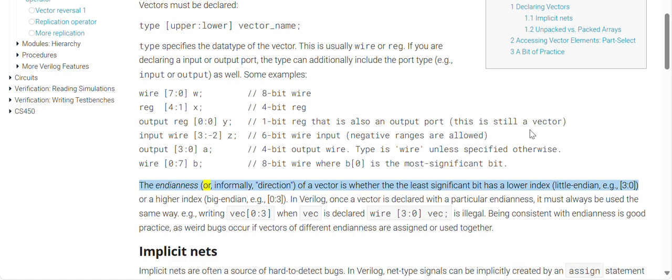The endianness, or informally, direction of a vector is whether the least significant bit has a lower index, little endian, e.g., [3:0], or a higher index, big endian, e.g., [0:3]. In Verilog, once a vector is declared with a particular endianness, it must always be used the same way. E.g., writing vec[0:3] when vec is declared wire [3:0] vec is illegal. Being consistent with endianness is good practice, as weird bugs occur if vectors of different endianness are assigned or used together.